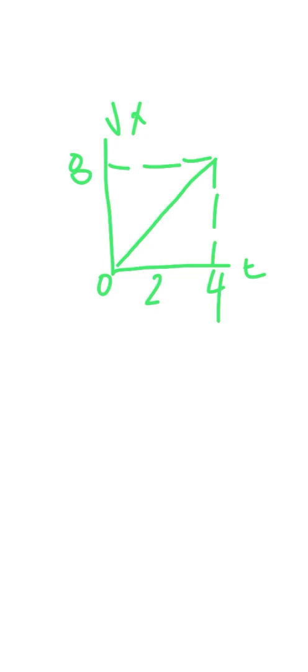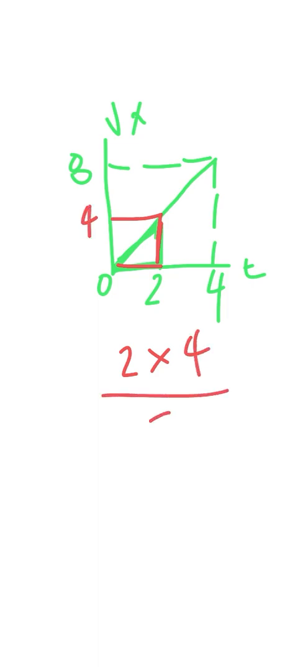So in order to find the displacement, the easiest way to do this is to just find the area of this triangle. So we can use the formula base times height over 2. So we see that the base of this is 2. So we have 2 times the height, which would be 4 meters, over 2. And we see that our answer would be 4 meters. So that is the displacement of the particle after 2 seconds.